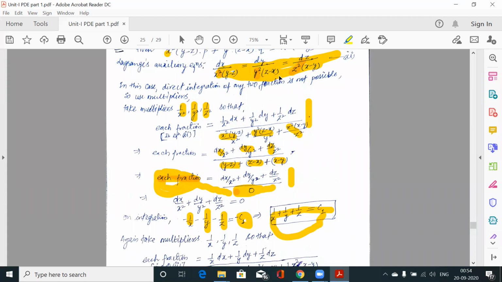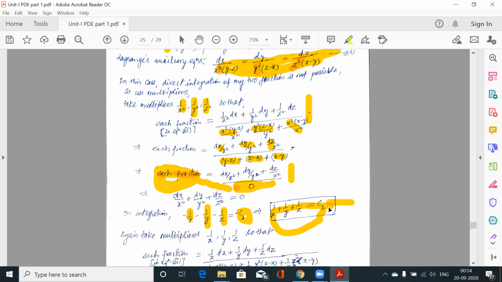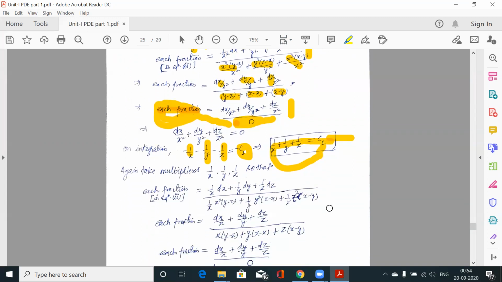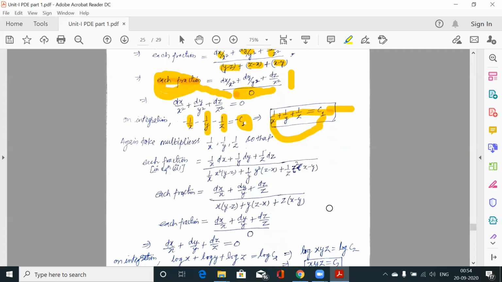The fractions here are of the type where we cannot get the help of the first solution. So we can use another set of multipliers. So now we have used the multipliers 1 over x, 1 over y, 1 over z.